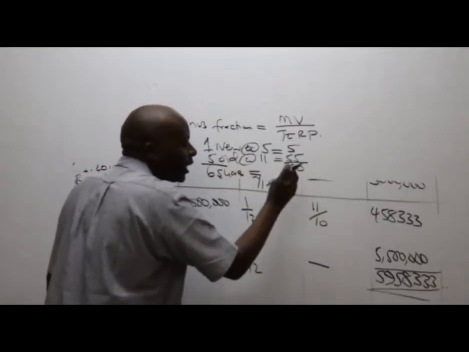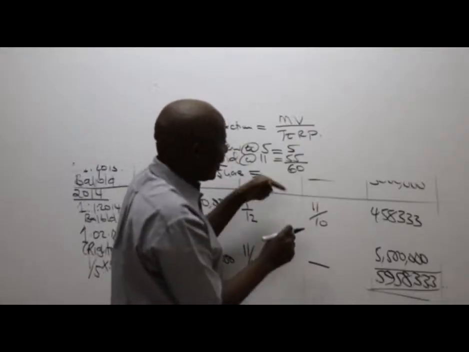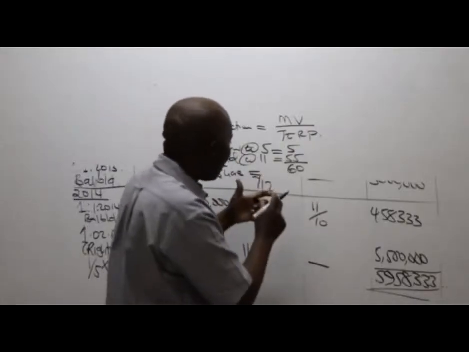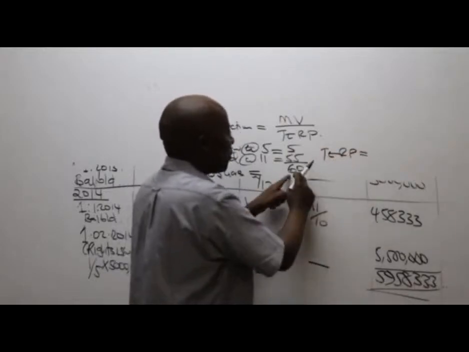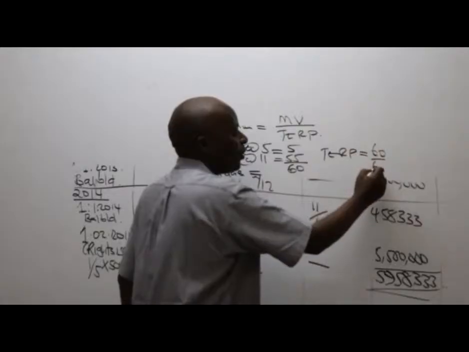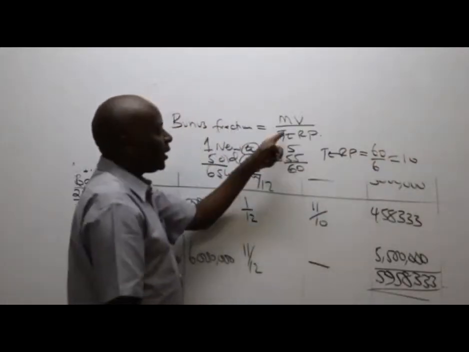How about then the price for 1? That price for 1, of course, now I've brought in the rights. So that price for 1 will be the theoretical ex-rights price, which will be 60 divided by 6, which gives me 10. And then I'll fit this into the formula.